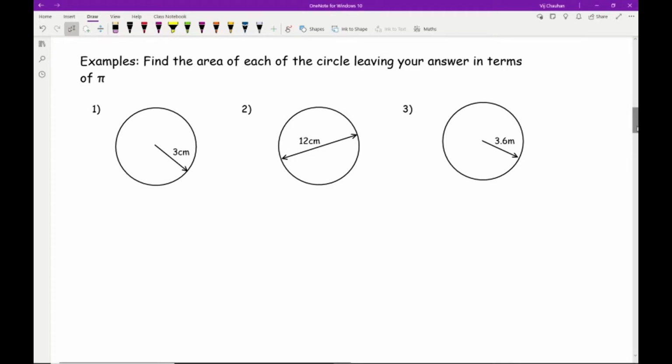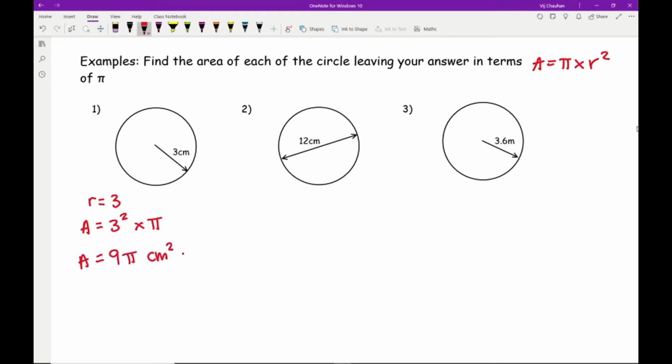Let's have a look at some non-calculator questions. So for this, the steps are clear. The first thing you do is write down what the radius is, which in this case is 3. And then I'm going to write down the formula. So I've got A equals 3 squared times pi. 3 squared is 9, so it's just 9 pi, and the units are centimetre squared.